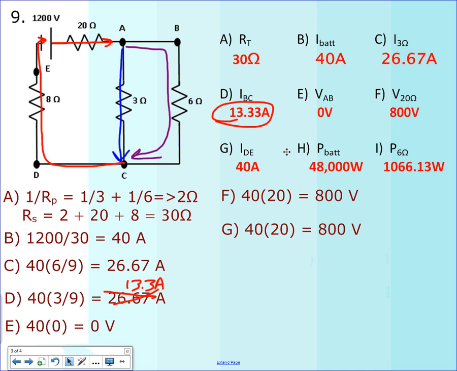For part G, you need to figure out the current that goes from D to E. So from D to E, well, that is in series with the battery, so there's no calculations needed. All the current that comes out of the battery has to go down that pathway, which means, what did I just do?